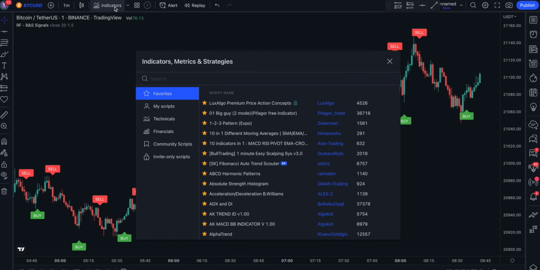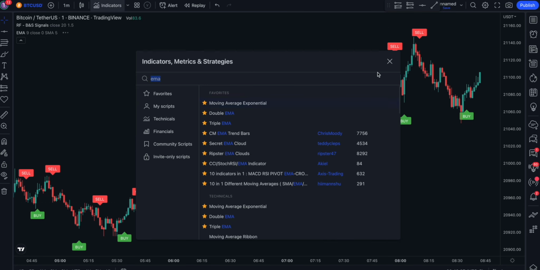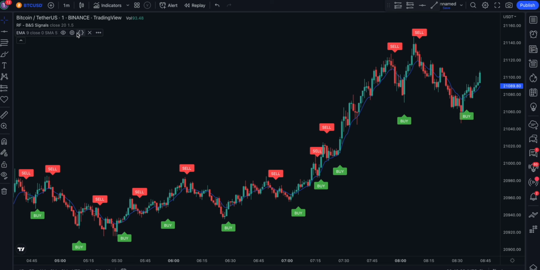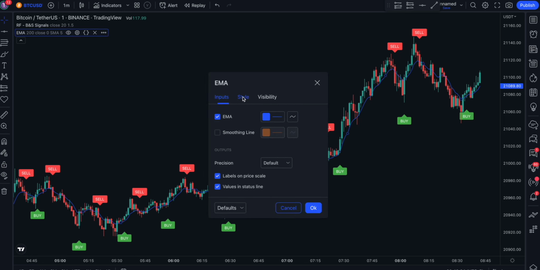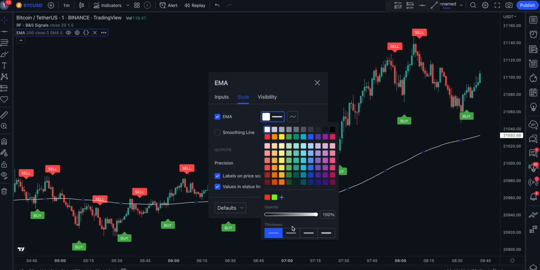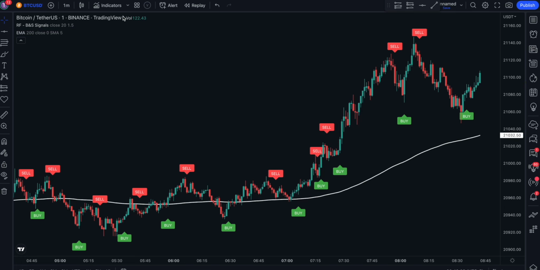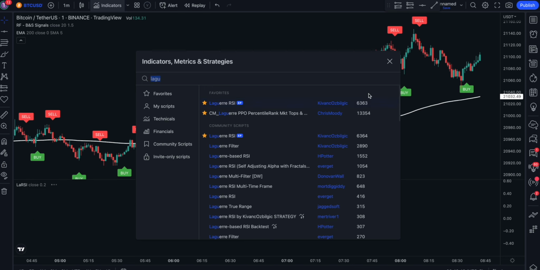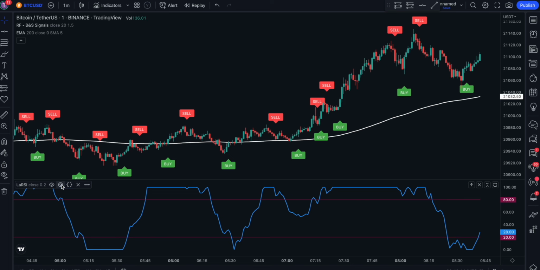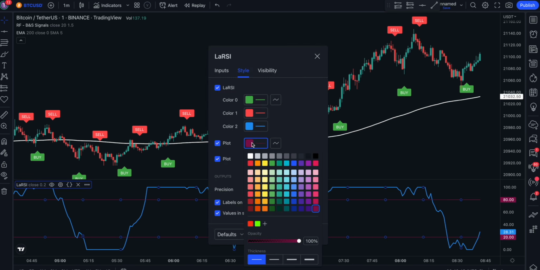For the next indicator, add the exponential moving average. Its length will be set at 200. Change the color to white. For the third indicator, add the Legare RSI. Pick this one that was created by Kavanch Asbiljic. Open its settings and in the Style section, change the colors for these bands.